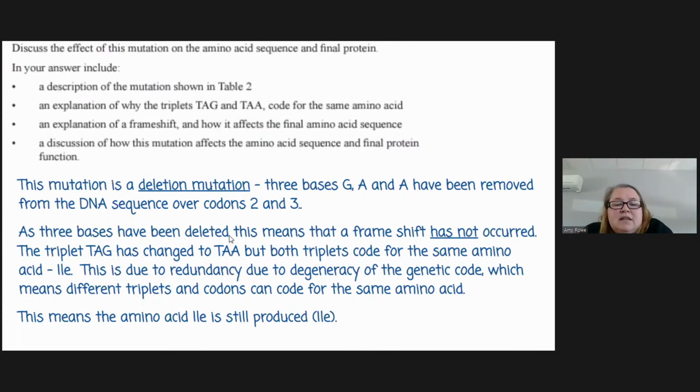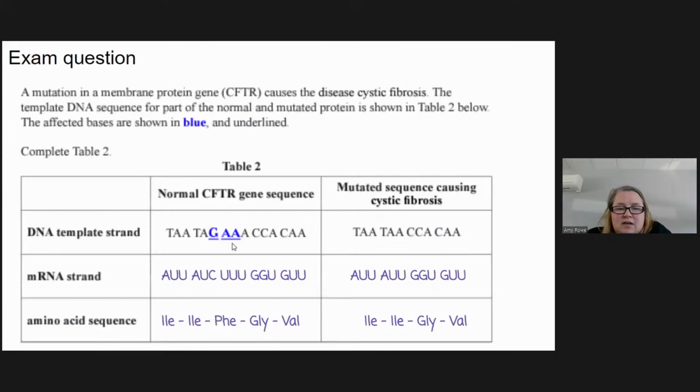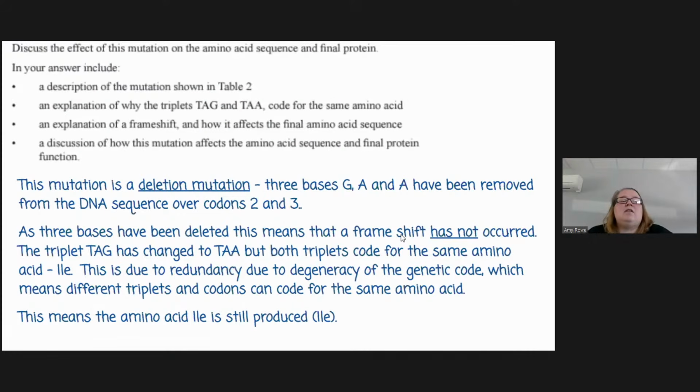As the 3 bases have been deleted, this means that a frame shift has not occurred. Okay, the triplet TAG has changed to TAA. So here, TAG, these ones have been deleted, so this one has shuffled up next to the T and the A. So instead of having TAG, we now have TAA. Okay, the triplet TAG has been changed to TAA, but both of these triplets code for the same amino acid, which is isoleucine, or ILE.